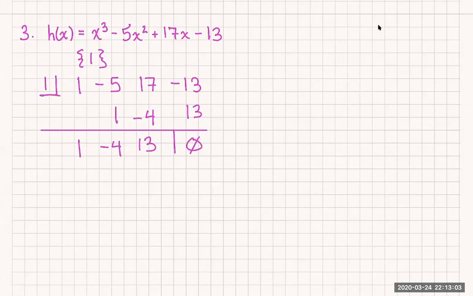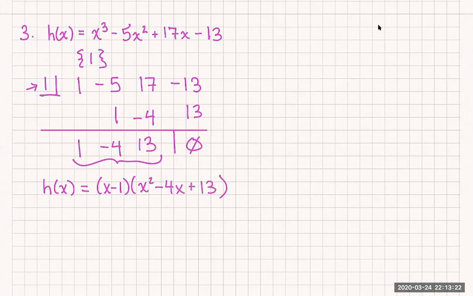Okay, now, what does that mean? Well, I can rewrite h of x as a product of x minus 1 times x squared minus 4x plus 13. Now, can I further break down x squared minus 4x plus 13? Well, let's use the discriminant.